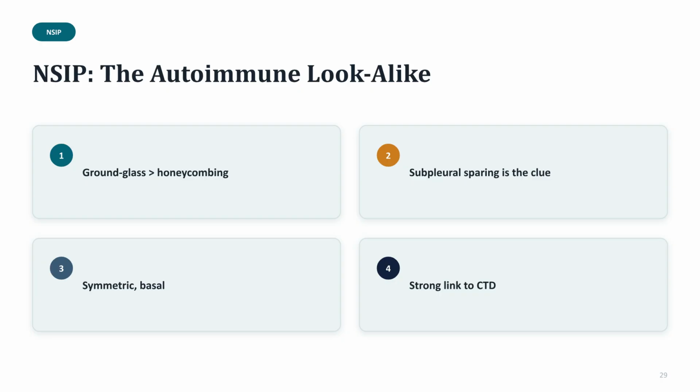Nonspecific interstitial pneumonia, NSIP, is the pattern that should make you think autoimmune. Instead of coarse honeycombing, you see smoother ground glass and fine reticulation. The giveaway is subpleural sparing, a thin ribbon of normal lung hugging the chest wall. It is symmetric and basal, and it travels with connective tissue disease. So when you see an NSIP pattern, send the autoimmune workup before you say idiopathic.